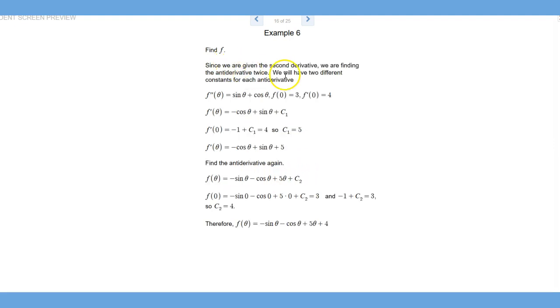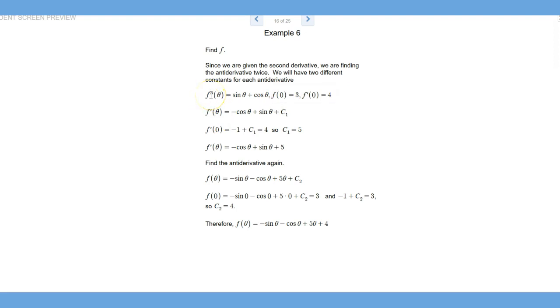Here's another example. Notice we're given the second derivative. We're supposed to find f. So now in this case we're going to have two arbitrary constants because we're going to have to find two antiderivatives. And so if that's the case, you have to have two conditions to solve for each of those constants. So that's why we're given f of 0 equals 3 and f prime of 0 equals 4. These are called initial conditions because this is x equals 0.